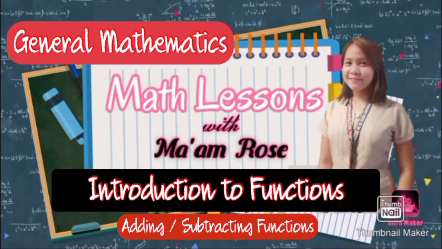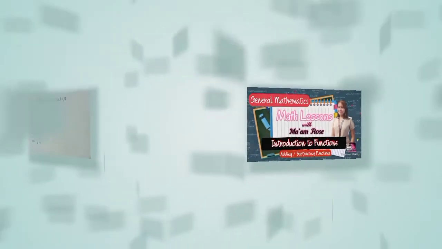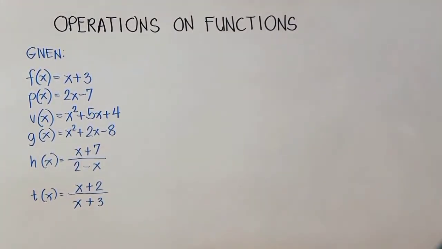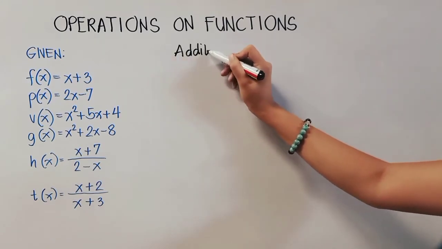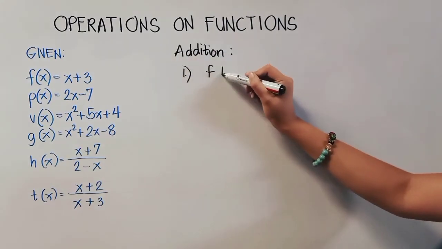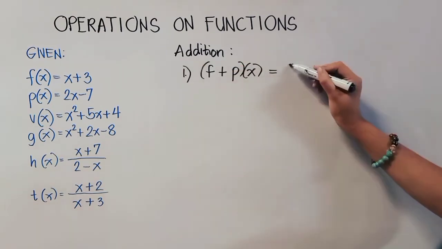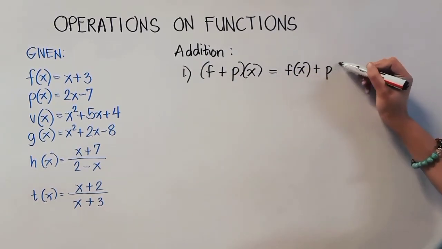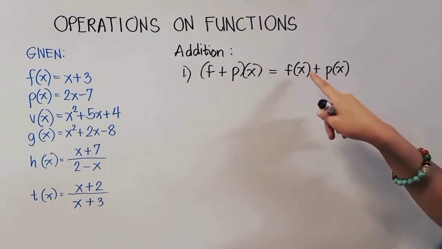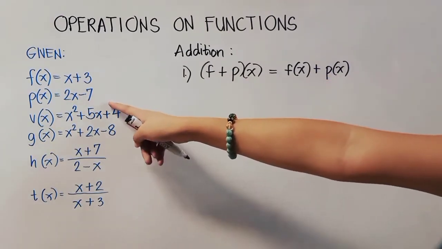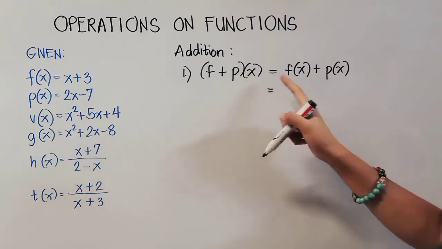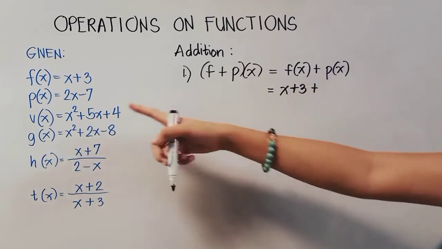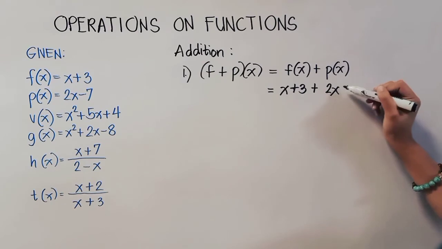For today, we will discuss how to add and subtract functions. We have here the following functions to consider later on. So let us start with addition. Number 1. That can be written as f of x plus p of x. Now we have to look at our given and then substitute the following functions here. F of x is equal to x plus 3, and then p of x is equal to 2x minus 7.